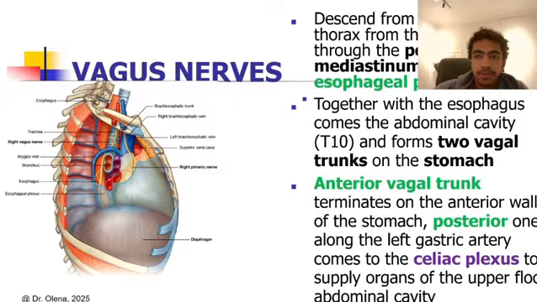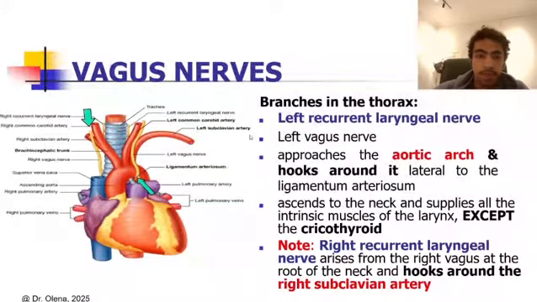We have the vagus nerve, which descends from the thorax through the superior and posterior mediastinum to form the esophageal plexus at T10 before continuing to form the anterior and posterior vagal trunk. Next, from the vagus nerve we have the left recurrent laryngeal, which will approach the aortic arch and hook around it lateral to the ligamentum arteriosum, and it ascends to the neck and supplies all the intrinsic muscles of the larynx except the cricothyroid.